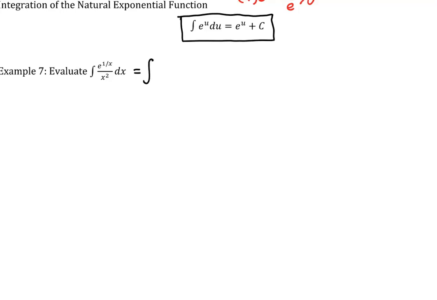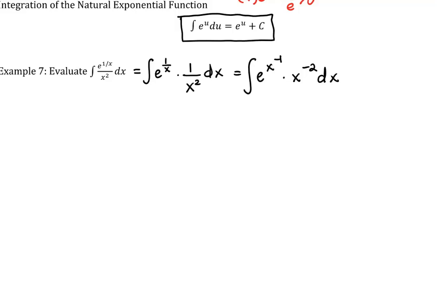I'm going to rewrite this as e to the 1 over x multiplied by 1 over x squared dx. And if you still don't yet see exactly what we're going to be doing, I'm going to take this one step further and write this as e to the x to the negative 1 multiplied by x to the negative 2 dx. So I have not changed anything yet. I have not integrated anything yet. I have just rewritten the function to make our substitution go a little bit more smoothly.